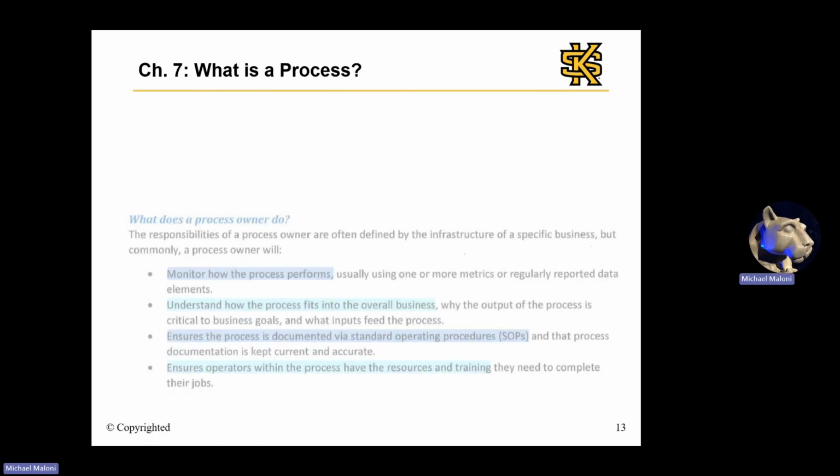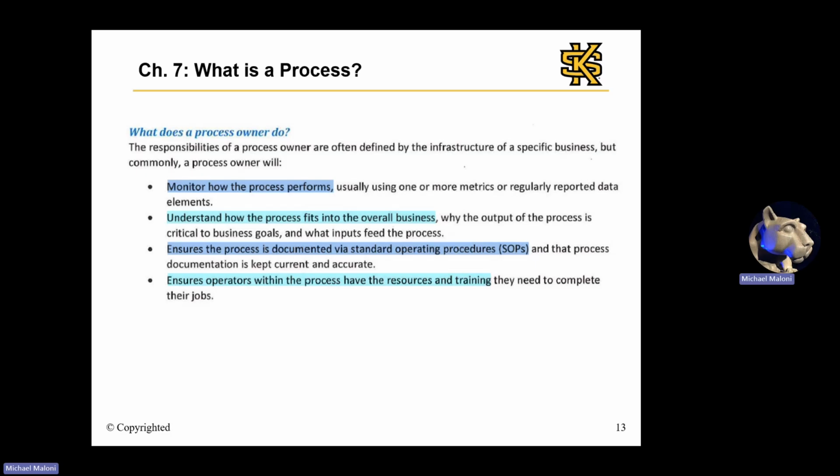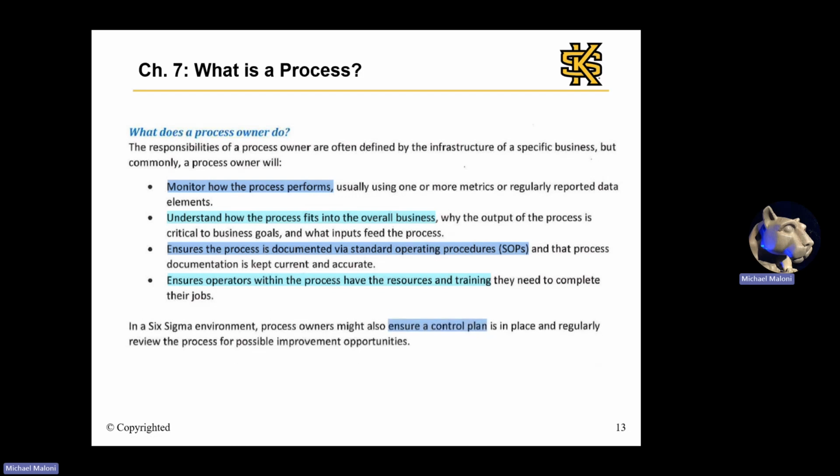Process owners monitor the performance of a process and understand how the process fits within the organization, and also ensure that sufficient resources are available. And then process owners support control of the process, meaning make sure the process is stable and does not revert back to the previous version. Remember that control is the final step of DMAIC.